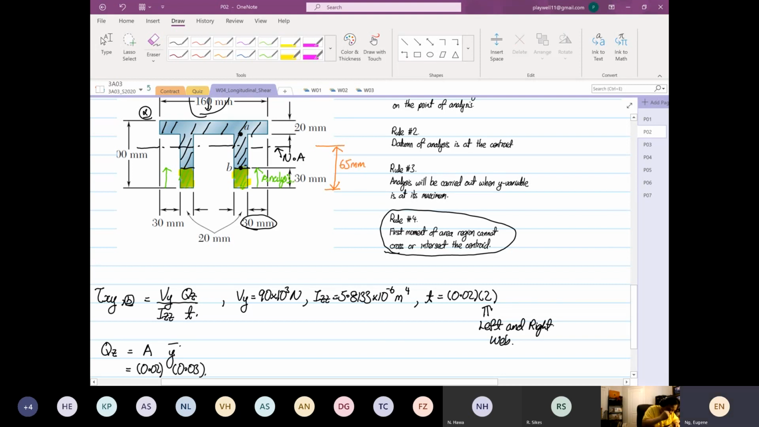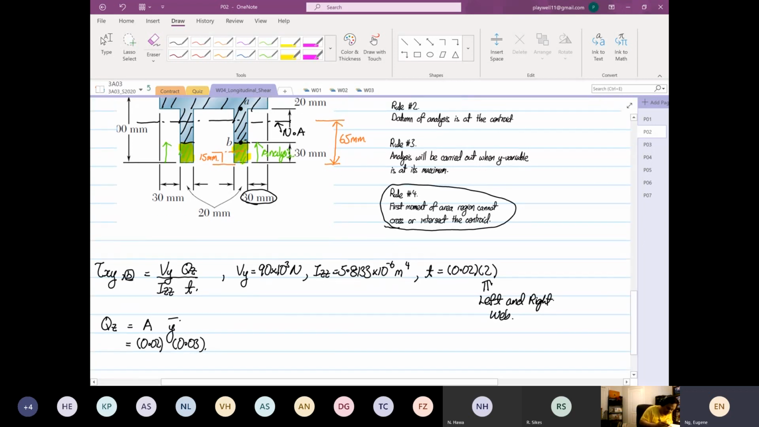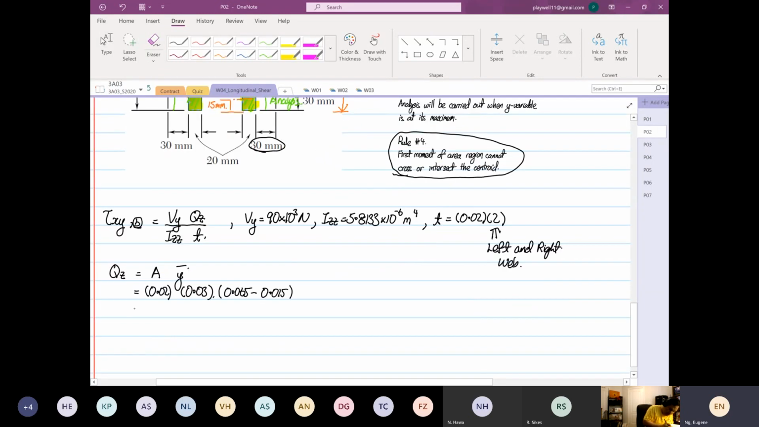Okay, and because this is 30, the individual centroid is 15 millimeters, right? Why 15? Because 30 divided by 2. So we know that AY will be equal to 65 or 0.065 minus 0.015. Okay, minus 0.015. So over here, you will have 0.065.